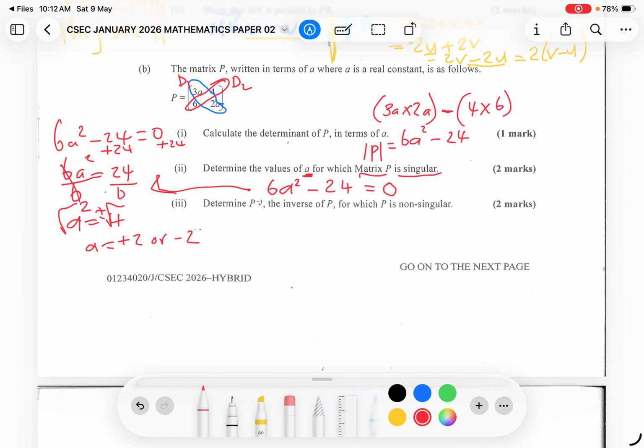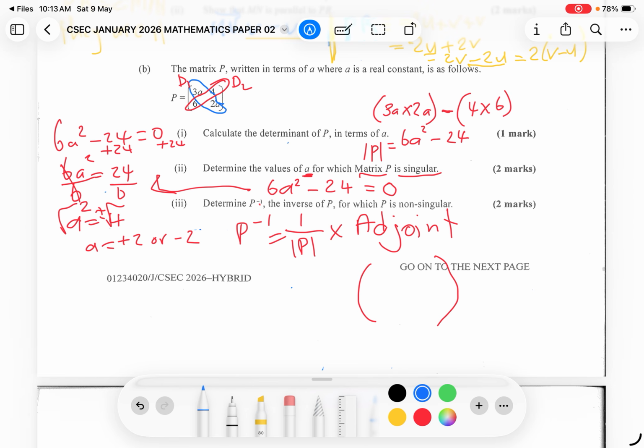Now, the inverse is 1 over the determinant times the adjoint. As this is not on the CXC formula sheet, you need to know that the inverse of a matrix has this particular formula. We already worked out most of it already. Now we know what the inverse is. The adjoint is now the last part. The adjoint is to rearrange your numbers on your diagonals.